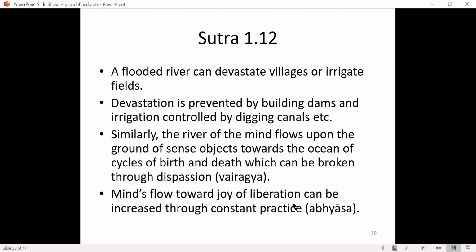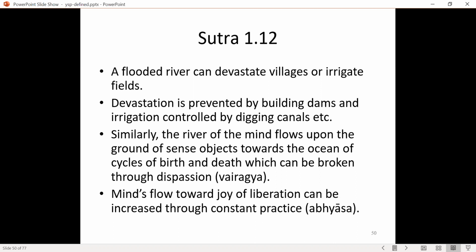Okay, so it's how we kind of control the flow of this river, so to say. And to prevent devastation, you can build a dam or canals, etc. Otherwise they will devastate your area. It's the same thing. You are flooded by these sense objects, the objects which are attractive to our five senses. We are flooded by the input from those and desire for these objects.